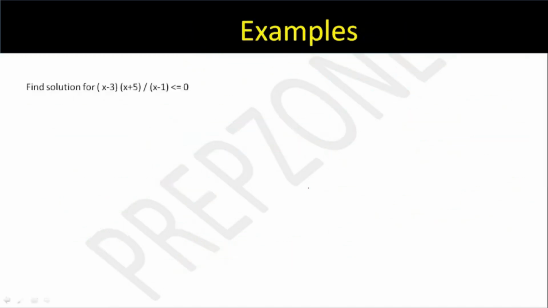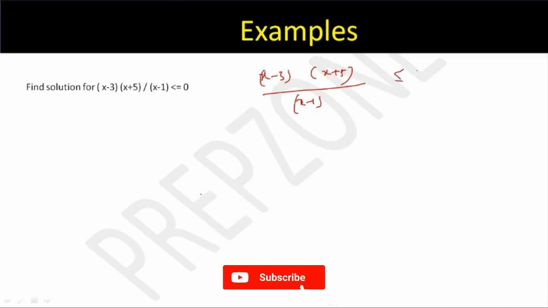Please do this. (x minus 3)(x plus 5) upon x minus 1 less than equals to 0. Okay. Let's see. In CAT, you don't have to copy this question again, right? You can directly write the next step so that you don't waste 10 seconds to copy the question. This is the question.